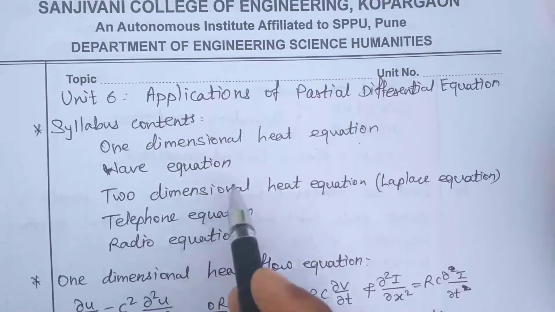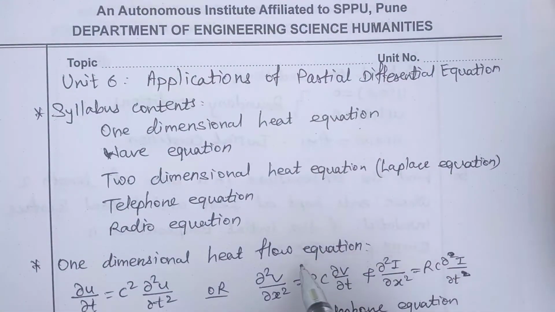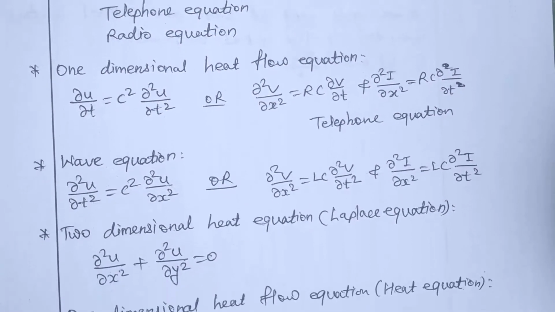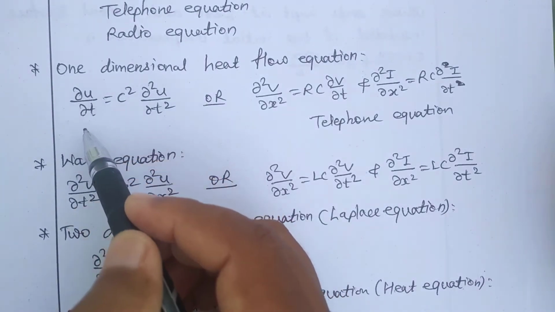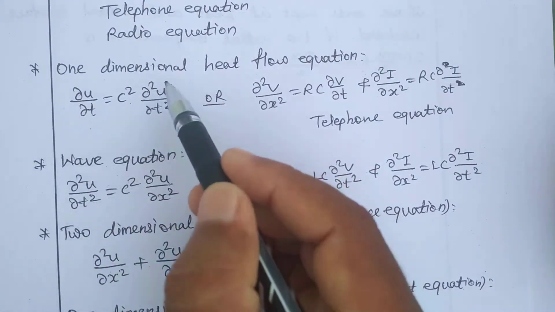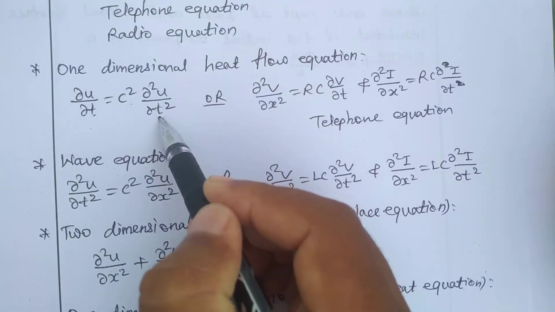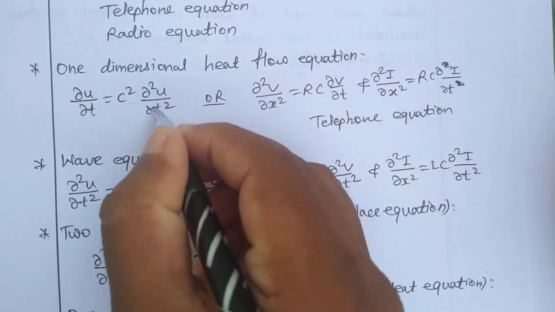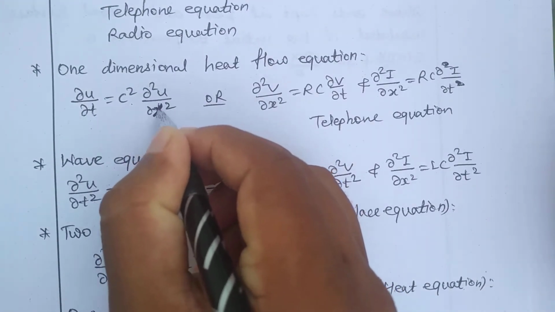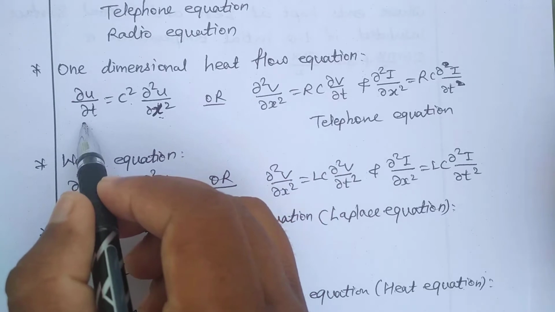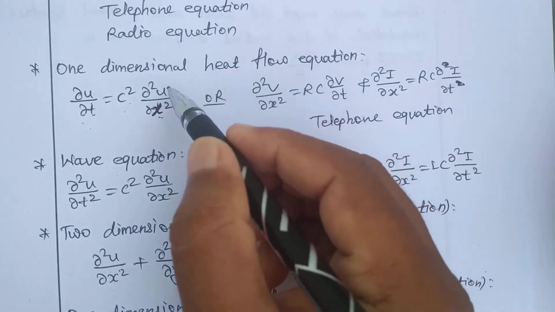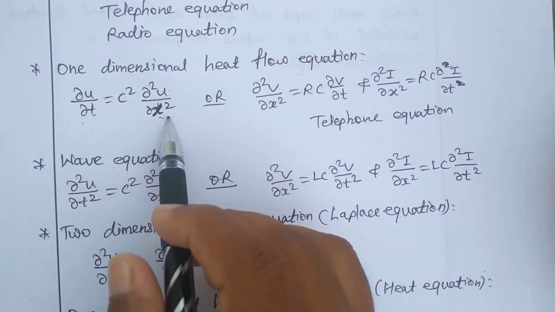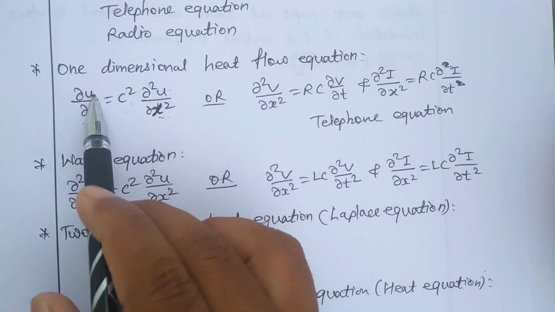Then let's start with the one dimensional heat flow equation, or simply the heat equation. The heat equation is given by ∂u/∂t = c² ∂²u/∂x². Here u is a function of t and x, where u is the temperature.